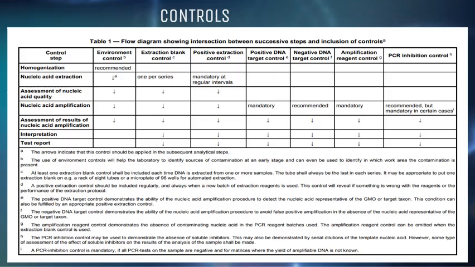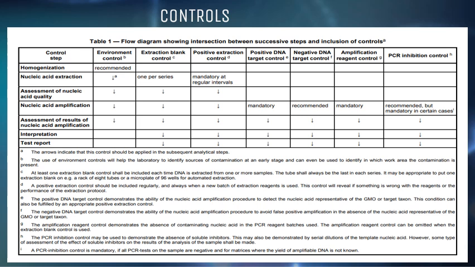The controls shall be used according to the table, applicable to DNA-based methods. As per the table, environmental control is recommended for all the steps from homogenization, nucleic acid extraction, assessment of nucleic acid quality, amplification, and assessment of result of nucleic acid amplification. Positive extraction control is mandatory for all the steps from nucleic acid extraction, assessment of nucleic acid quality, amplification, assessment of result of nucleic acid amplification, interpretation, and test report.